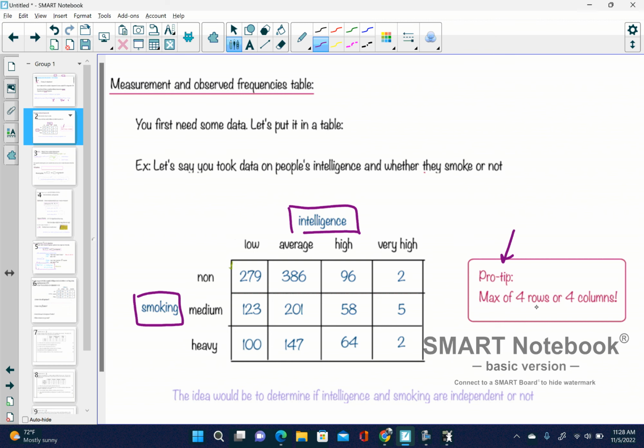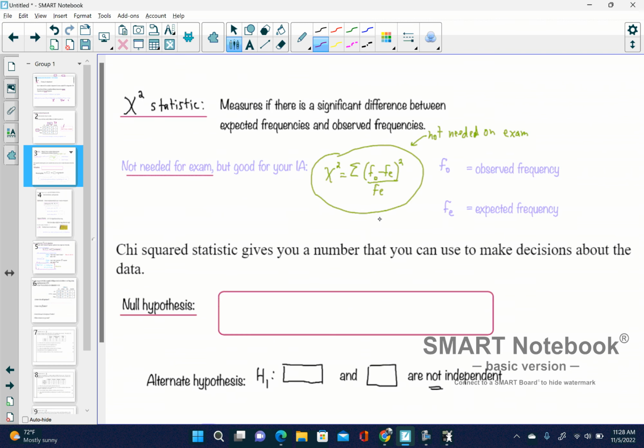If we look at this example right here, we're going to test, if we took the data on people's intelligence, like from an IQ test, whether that has an impact on whether they smoke or not. All right, if these two are correlated.